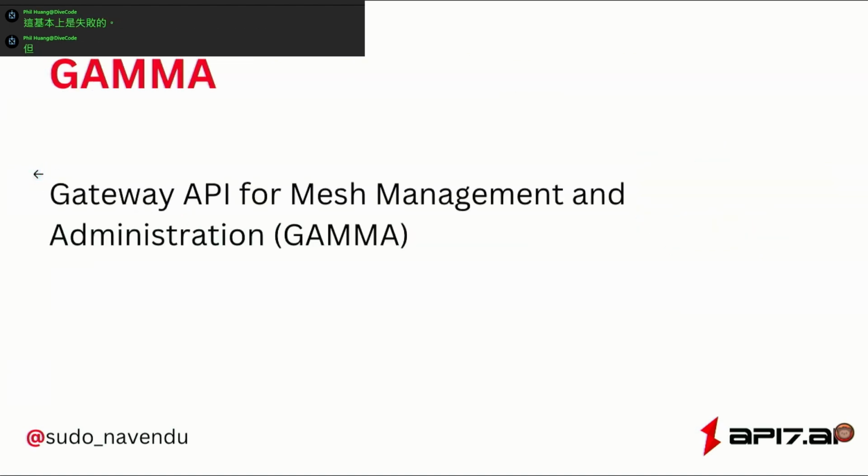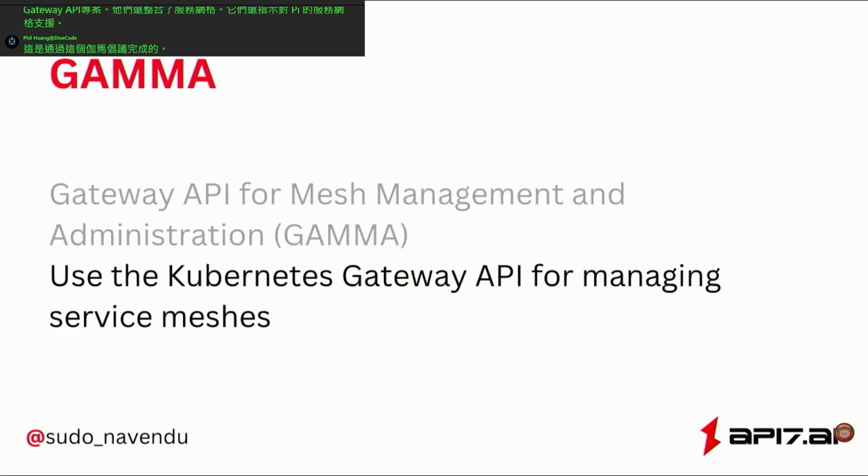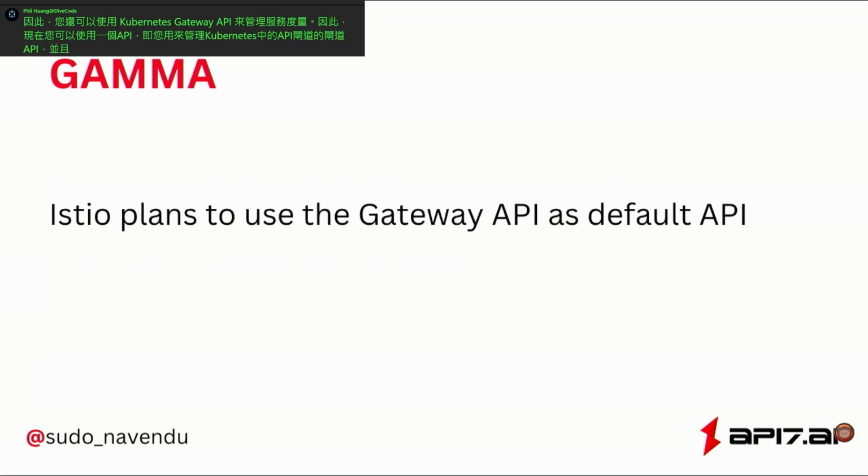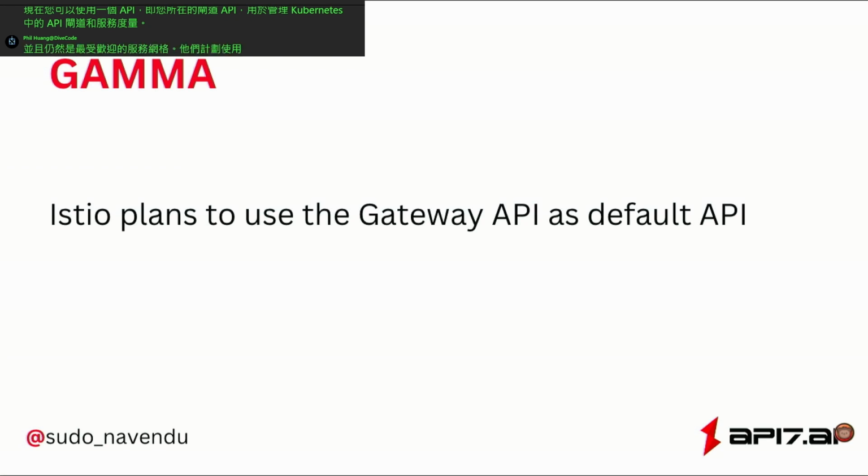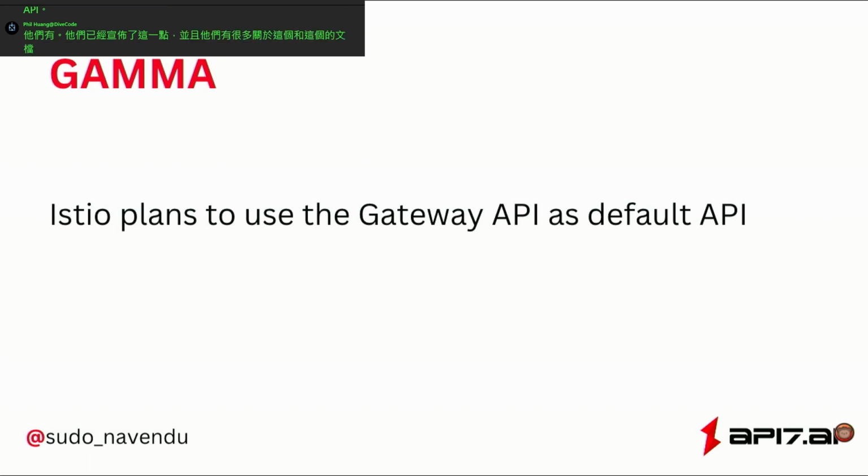But now what is happening is the Kubernetes Gateway API project, which we just saw, is also integrating service mesh support into the API, and it is done through this Gamma initiative. So you can also use the Kubernetes Gateway API to manage service meshes as well. Now you can take one API, the Gateway API, and use it to manage your API gateways within Kubernetes and your service meshes. And Istio, the most popular service mesh, plans to use the Gateway API as the default API in the future. They have already announced this, and they have a lot of documentation about this, and this makes it much easier for us users.